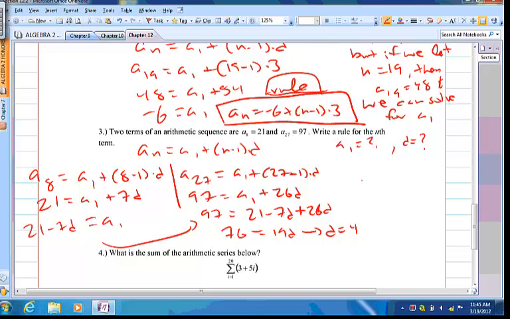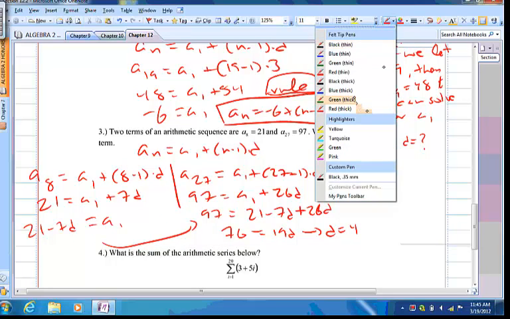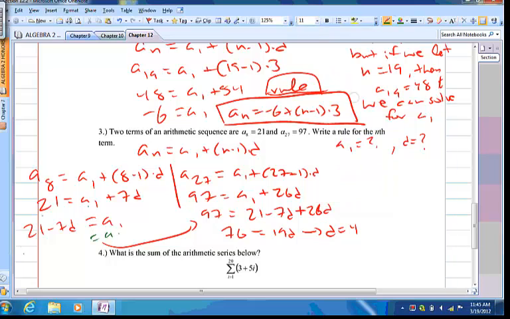And if D equals 4, A1 would be 21 minus 7 times 4. A1 will equal negative 7, I believe. Yep. So my rule, AN equals negative 7 plus n minus 1 times 4. Yep, that looks right to me.